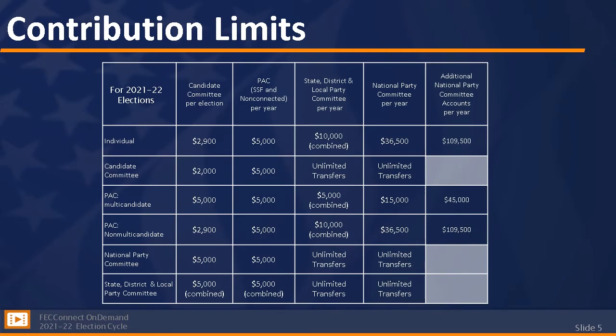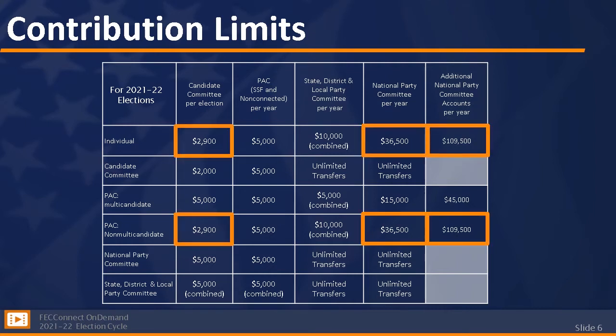Regardless of the type, all contributions are subject to the limits set forth in this chart. Donors are listed in the left column and recipients across the top. The highlighted limits are adjusted for inflation each election cycle, so they will increase over time.